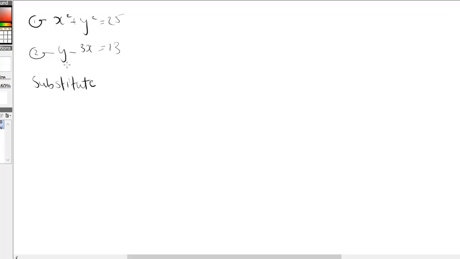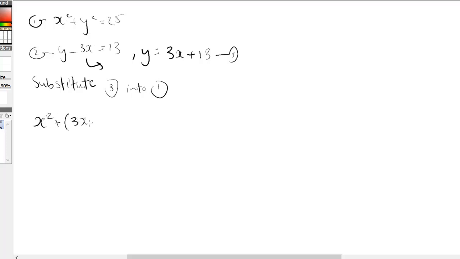So I'm going to come to 2 here. That's my go-to, which I'm going to substitute into the other. If we rearrange this, make y the subject, we get y equals 3x plus 13, because I've just simply moved that minus 3x to the other side. You can call this 3. So I'm going to substitute 3 into 1. So I get x squared plus (3x plus 13) squared equals 25.